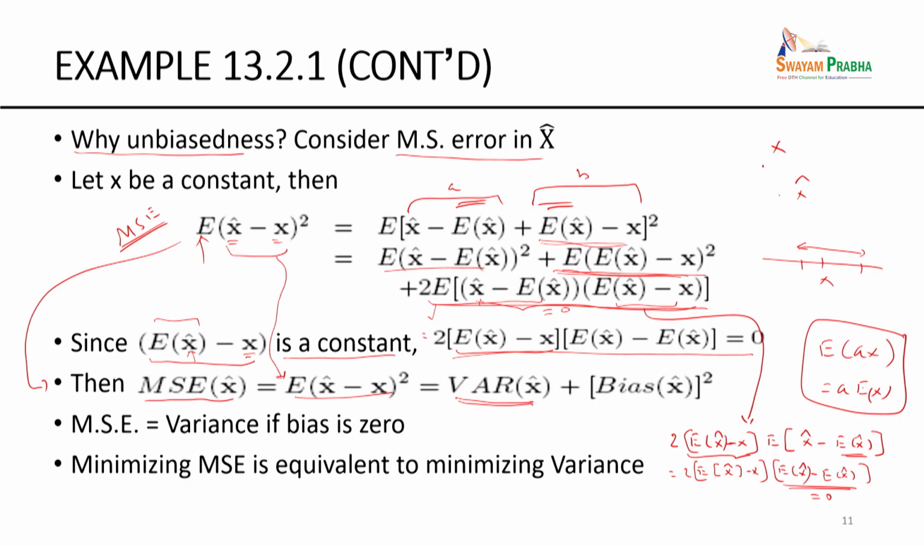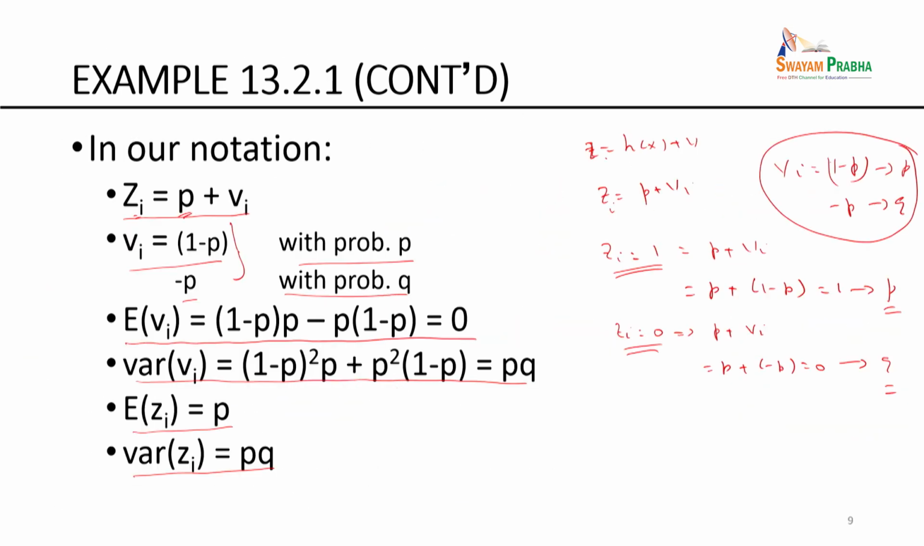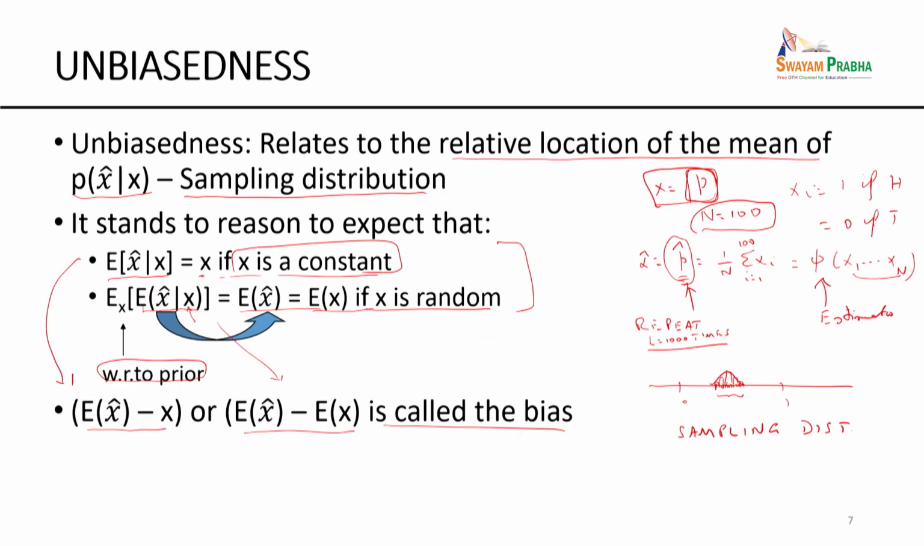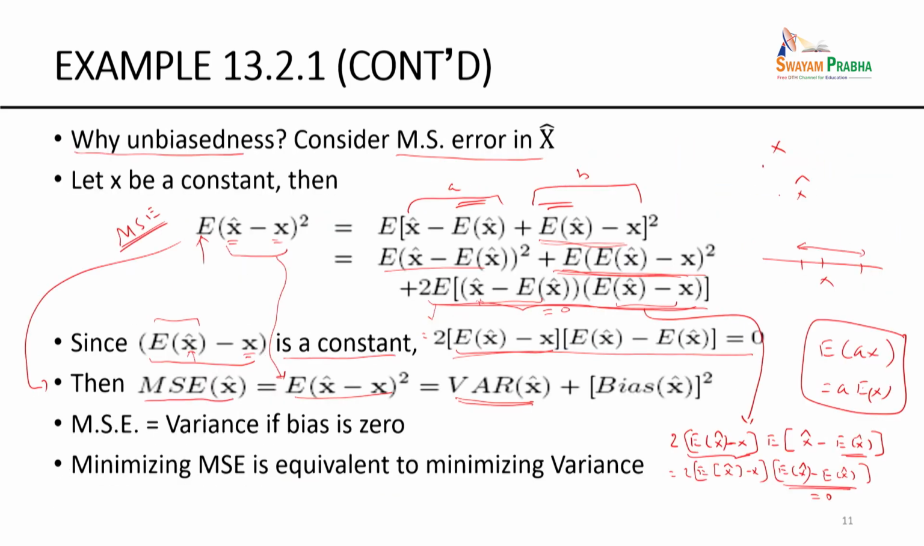So that's bias square. Go back to the definition of the bias. Either this or that is the bias. So you can really see this quantity is the square of the bias. So this is the bias square. So the mean square error is equal to the variance of x hat plus the bias square.